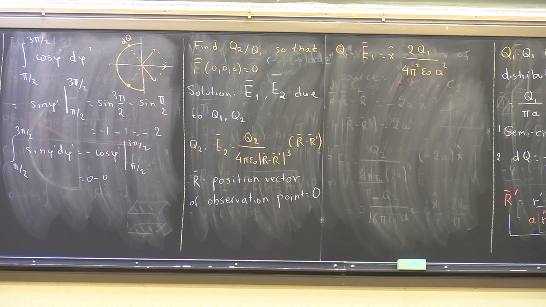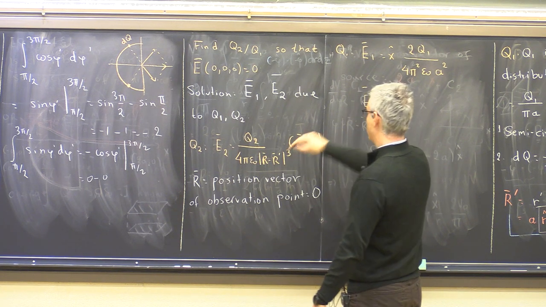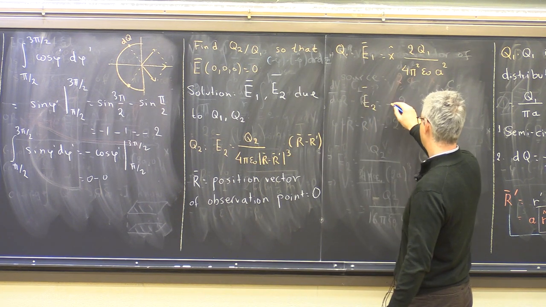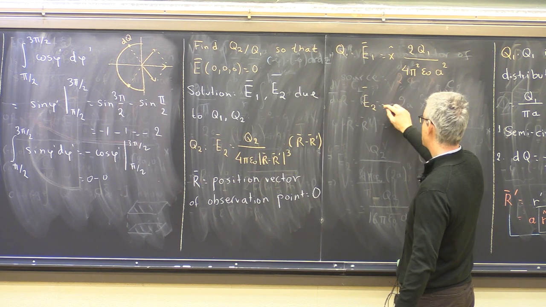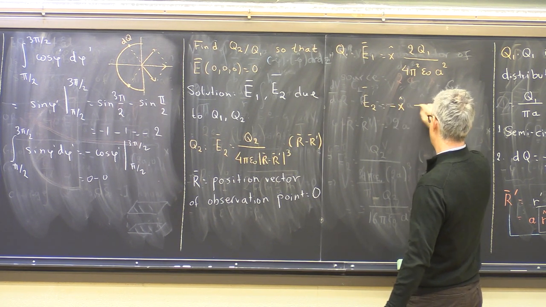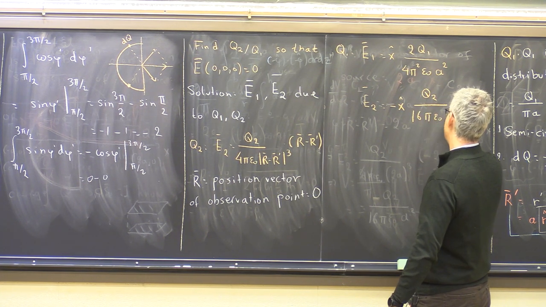And the question asks, find the ratio of q1 and q2 so that the two cancel each other out. In fact, I apologize, I just erased the E2, but I can see it here and rewrite it. I thought it was this one, but it is actually down here. So that was also in the x direction, in fact, the minus x direction, q2 by 16 pi epsilon naught a squared.